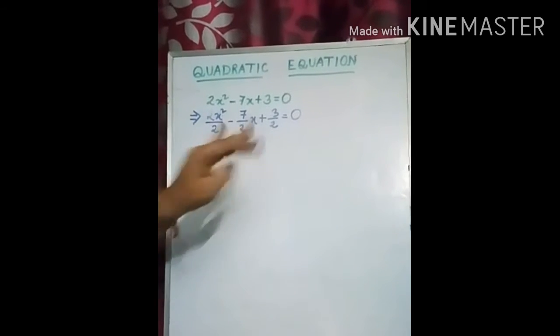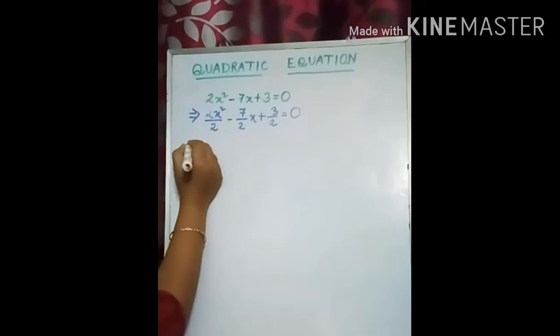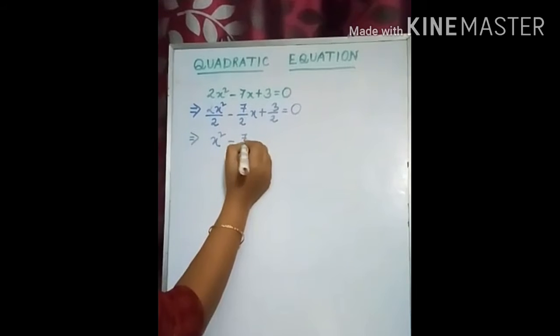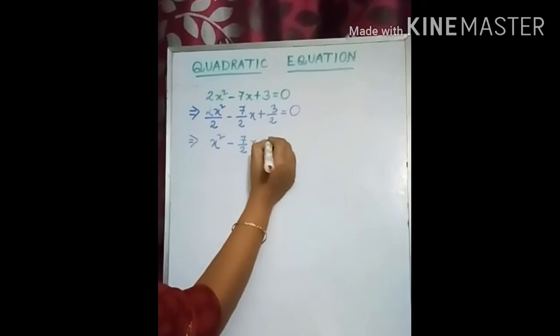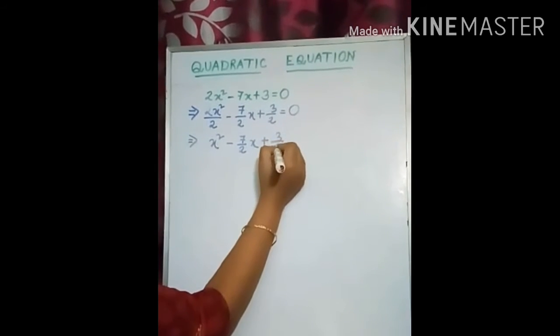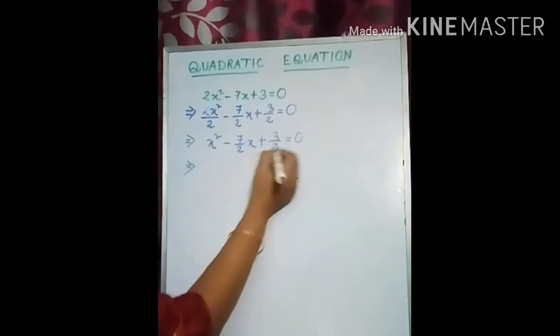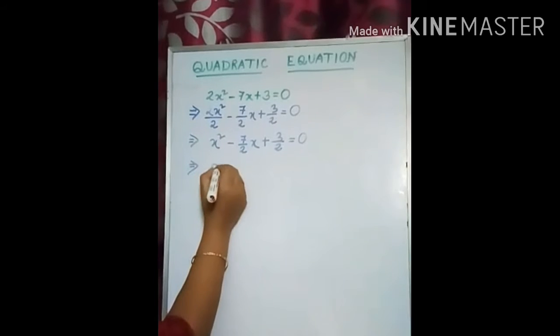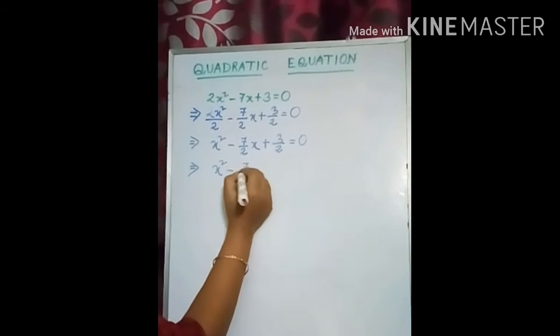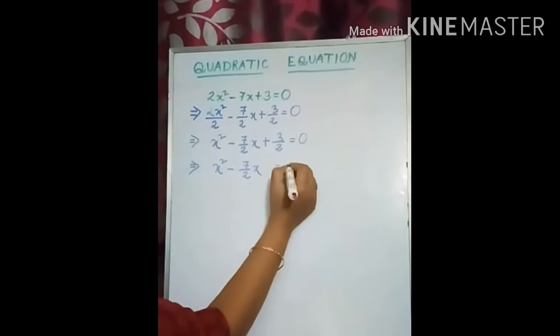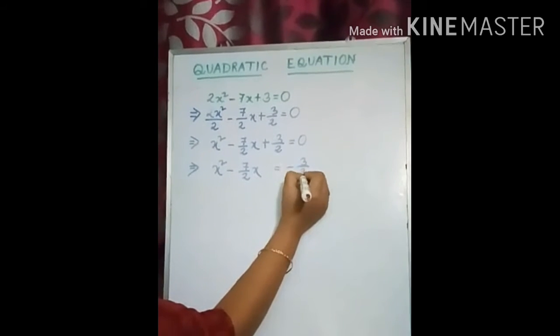Divide each term by 2. If I do it, then what will I get? I will get the coefficient of x square as 1. That is our first step. What is the second step? The second step is that the constant part I will bring to the right hand side. I will write x square minus 7x equal to minus 3 by 2.